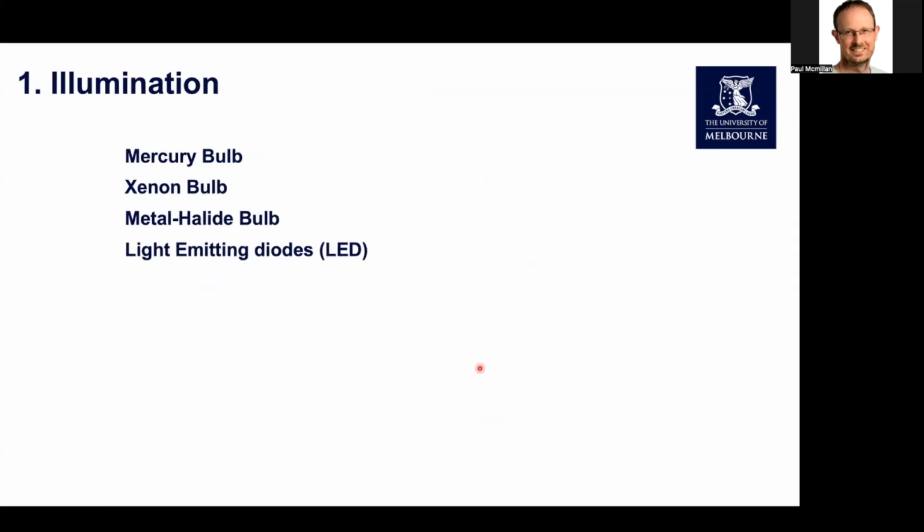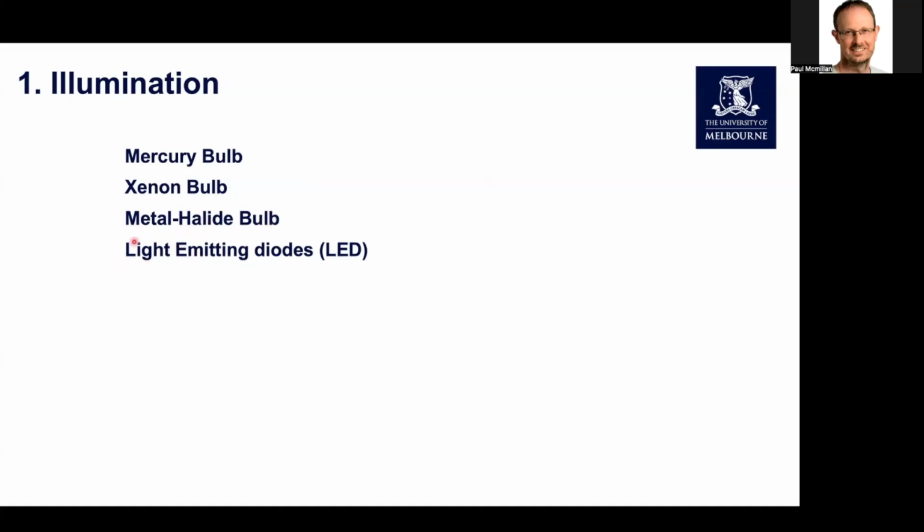All right, so let's start with illumination. As I mentioned, historically, this has been to produce intense white light. This is normally bulb-based, so you may have seen microscopes having mercury bulbs, xenon bulbs, metal halide bulbs. Again, the idea is to create intense white light that we can then filter down to the specific wavelengths that we're interested in.